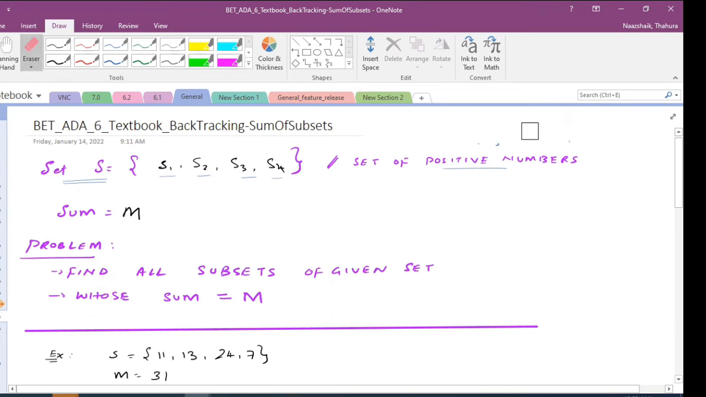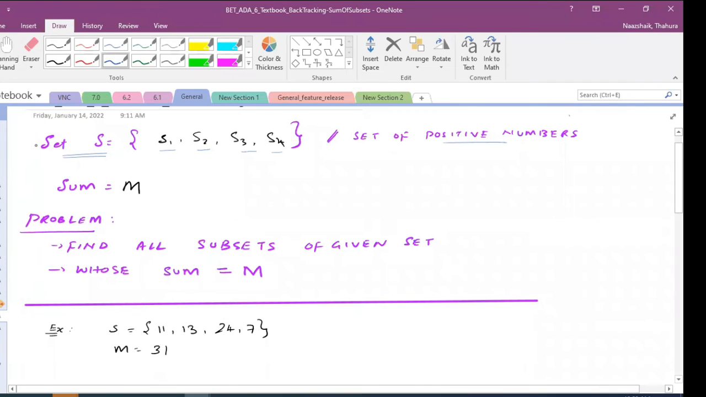So given a set of numbers, the problem statement is, suppose they give the overall sum as some number, okay? Like, to understand this, let us take one example parallelly. You know what is a set? A set is a set of positive numbers. Example is this one, where you have 11, 13, 24, 7 as a set of numbers, right? Now, they will also mention that the sum should be some number m. So in this example, the sum should be 31, okay?